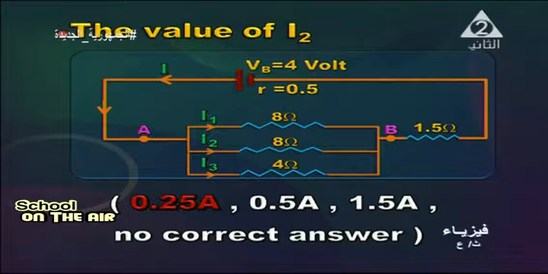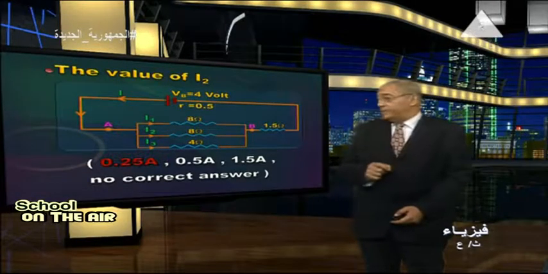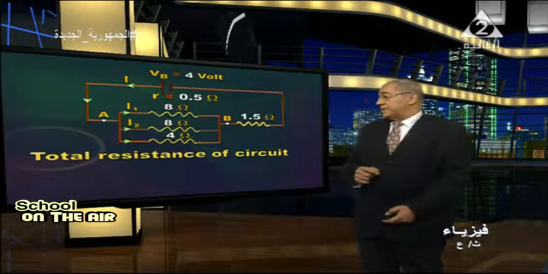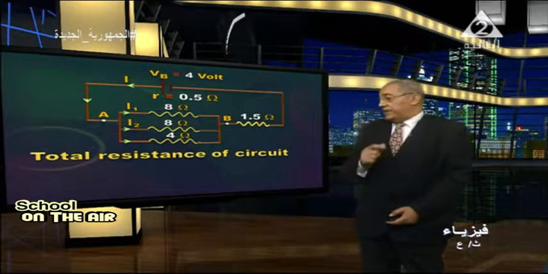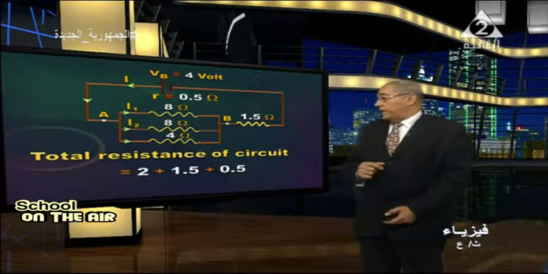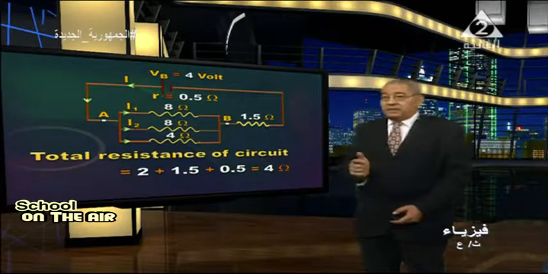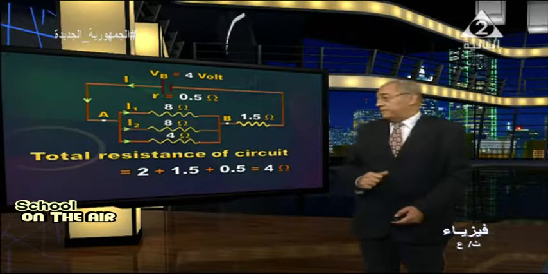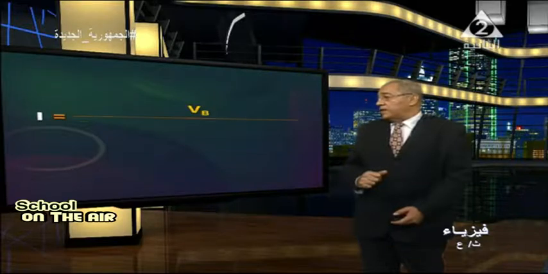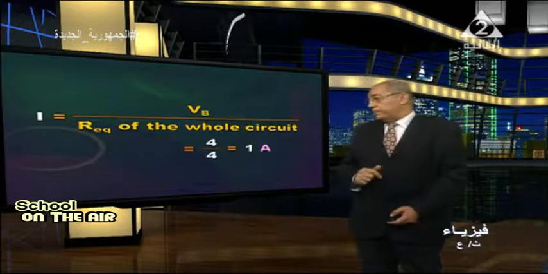It is 0.25 ampere. First of all, we need to calculate the total resistance and the current through the battery. We'll do it one by one, okay? So total resistance equals 8, 8 and 8 connected in parallel will give a resistance of 2, okay? Plus 1.5 plus 0.5, so it is 4 ohm. Now it's all easy to obtain the current passing through the battery using Ohm's law of closed circuit. Current passing through the battery equals V battery over R total. So it is equal to 4 over 4, 1 ampere.